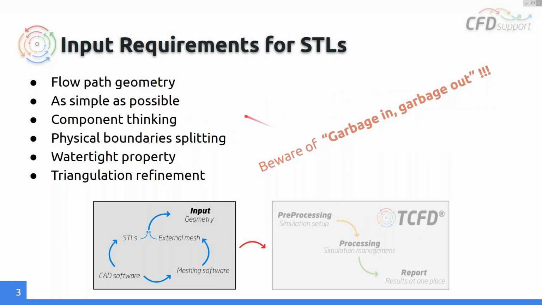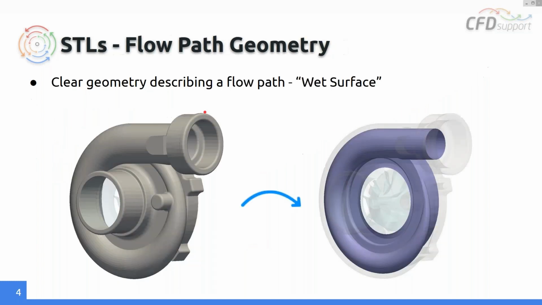So what are the important parameters? They are listed here and we will go one by one. So the first one is the flow path geometry, which is obvious. We have to provide the STLs which describe the wet surface of our machine or our geometry, using which we will be able later on to prescribe the mesh parameters based on each STL.